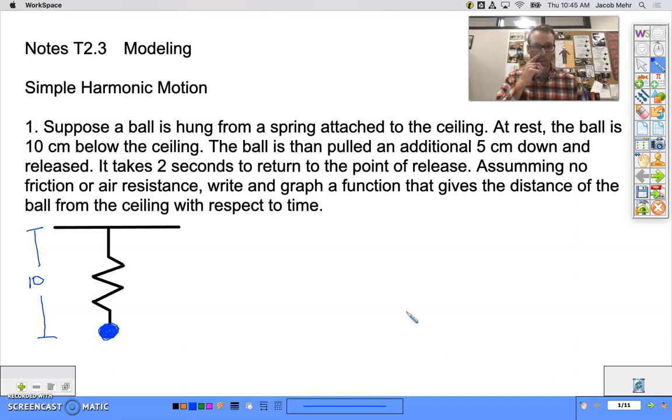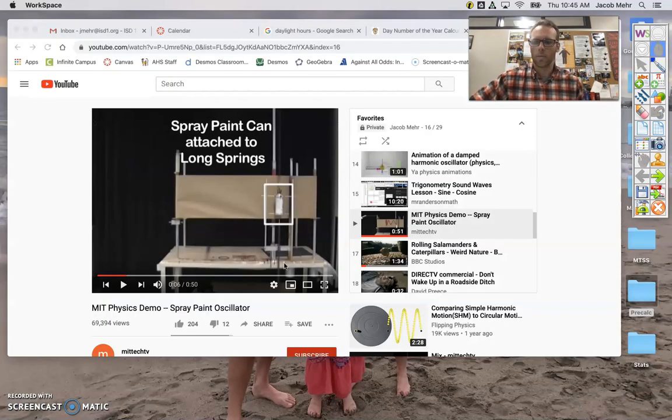So I want to give you a visual on what this actually looks like. I found this YouTube video here from MIT that I think is really helpful. So let's watch this together.